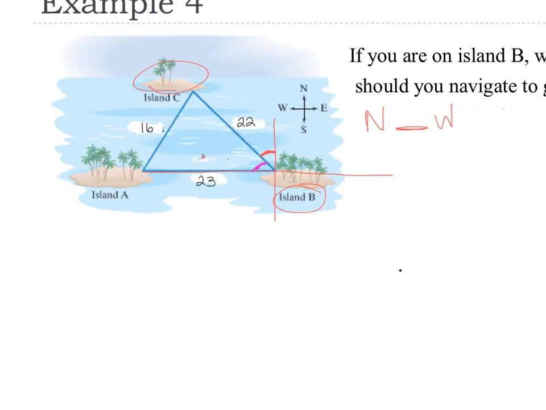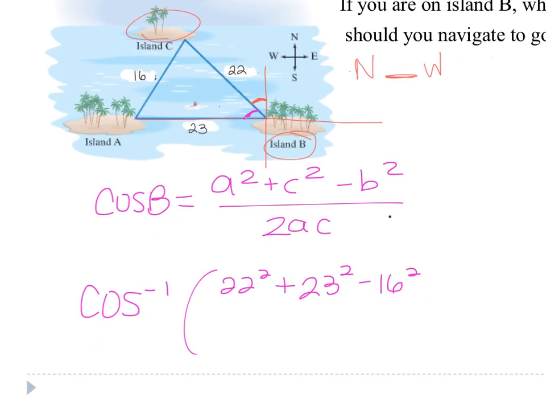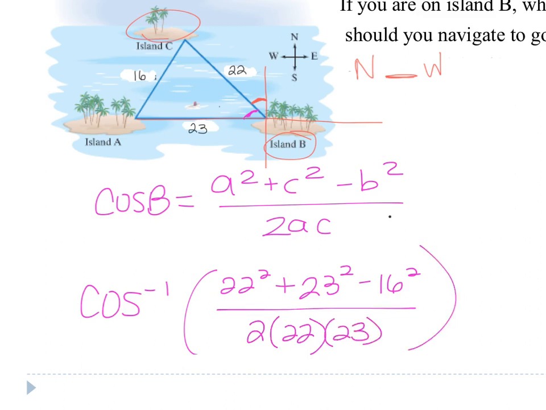So I need to find the angle inside the triangle. We're going to call that angle B. Okay, so the cosine of B would be a squared plus c squared minus b squared over 2ac. So I'm going to do cosine inverse of a squared, which is 22, c squared, 23, minus b squared, which would be 16, over 2 times 22 times 23. Type it in the calculator. Again, making sure you group.